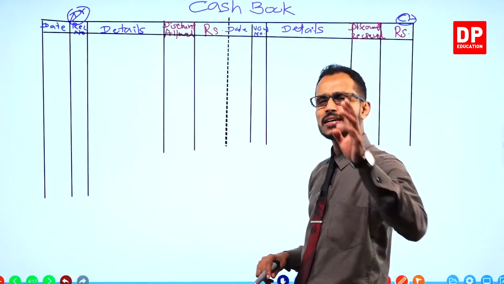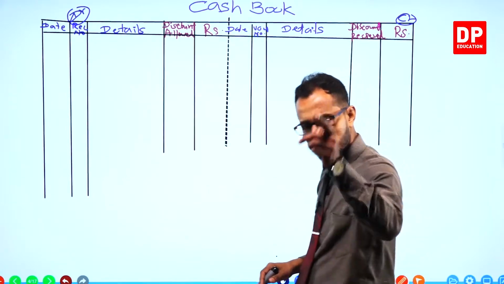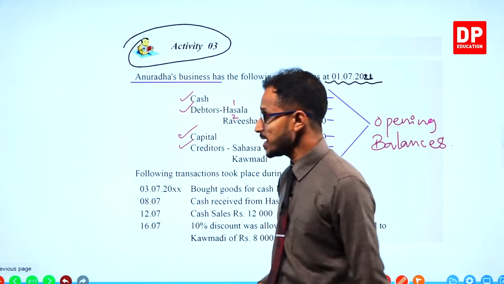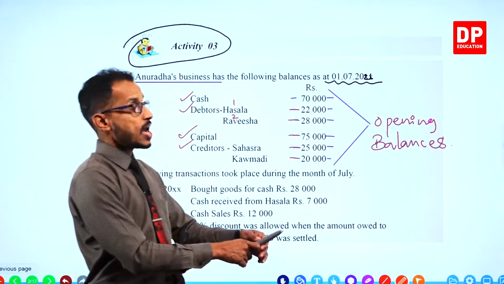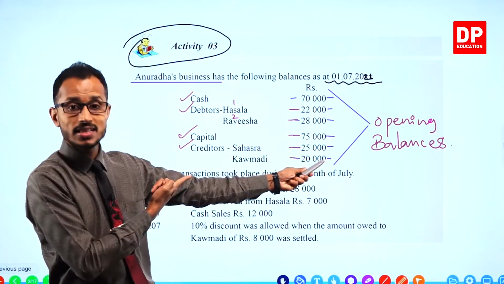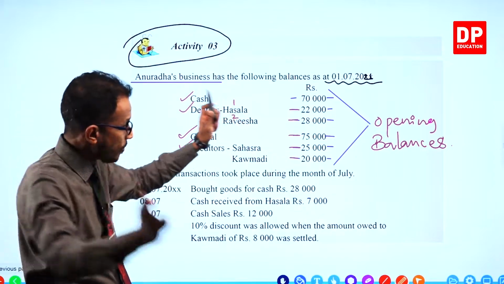What are the other accounts that we need to draw? You should look at the question, at the opening balances given. That's what you should refer to. That's what you should look at. You should look at the opening balances given.